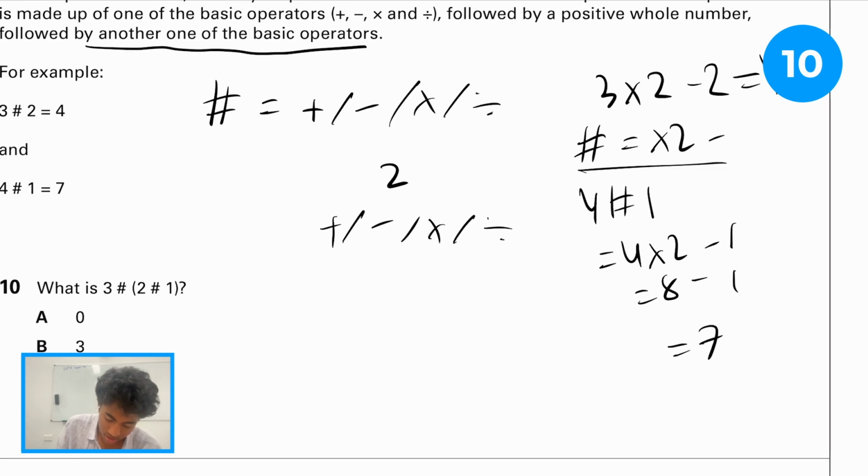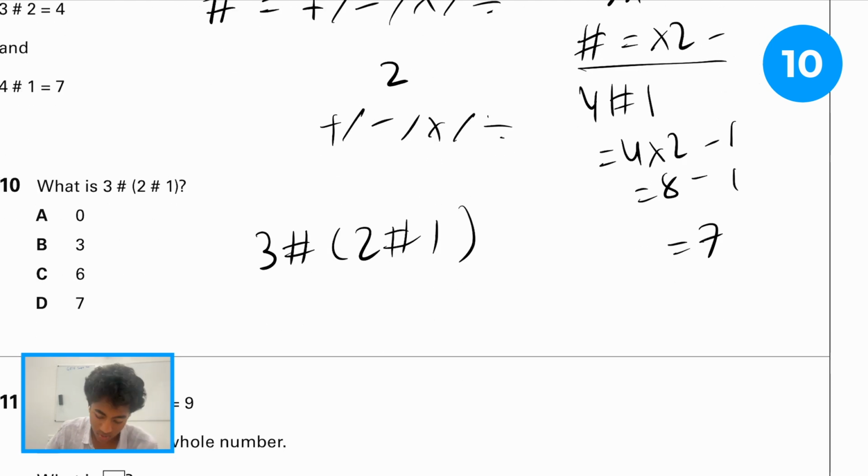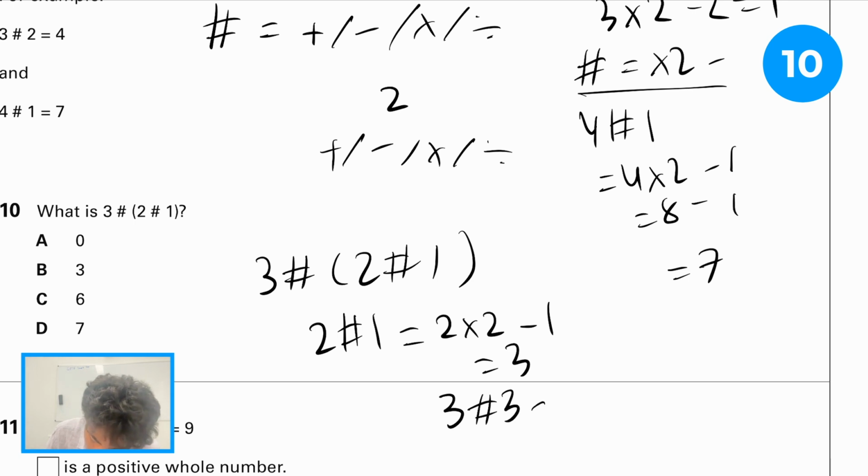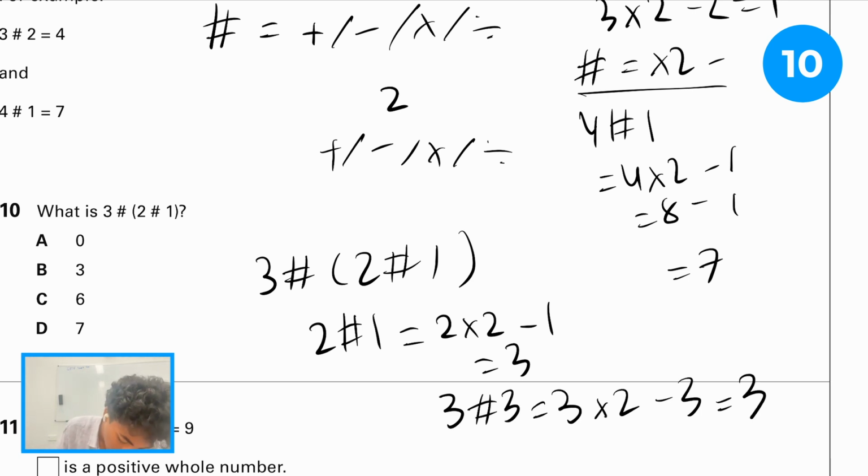Let's try 3 hashtag 2 hashtag 1. If we follow BODMAS or BIMDAS, brackets is the first order we look at. So we have to look at 2 hashtag 1. 2 hashtag 1 is 2 times 2 minus 1, which is 3. So now we have 3 hashtag 3, which is 3 times 2 minus 3, which is 3. Hence, our answer is 3.